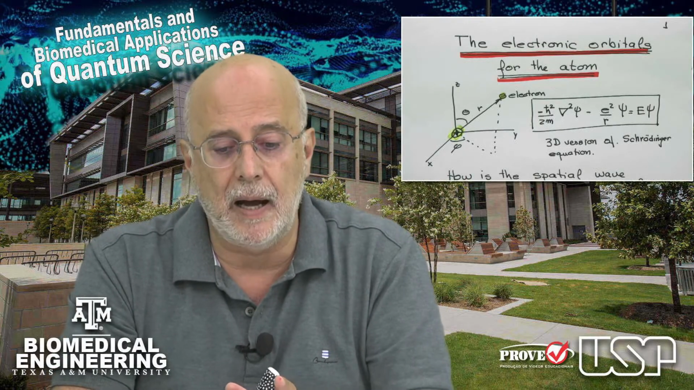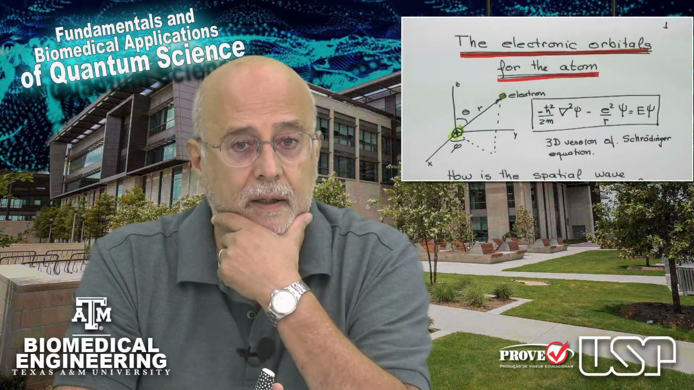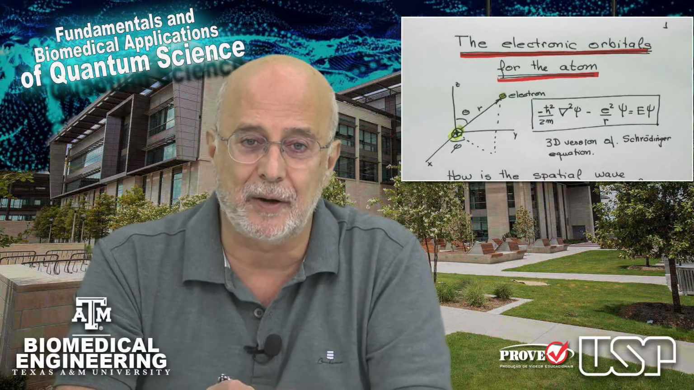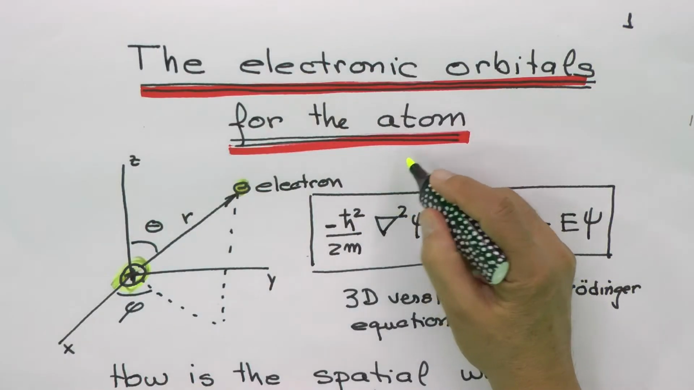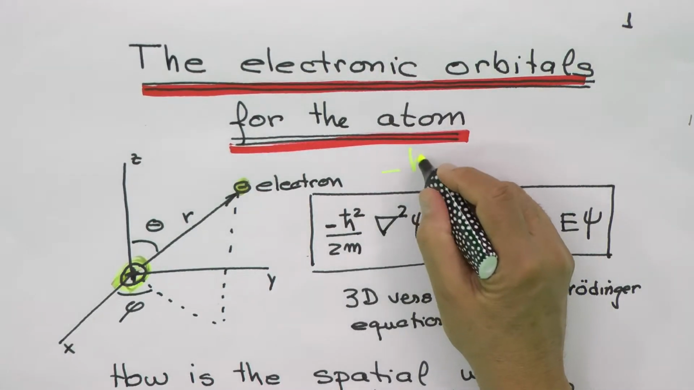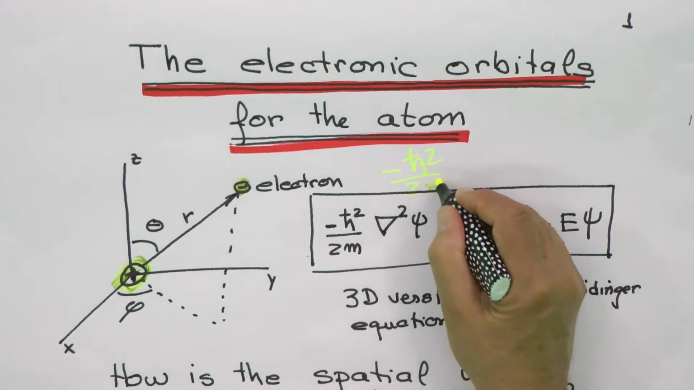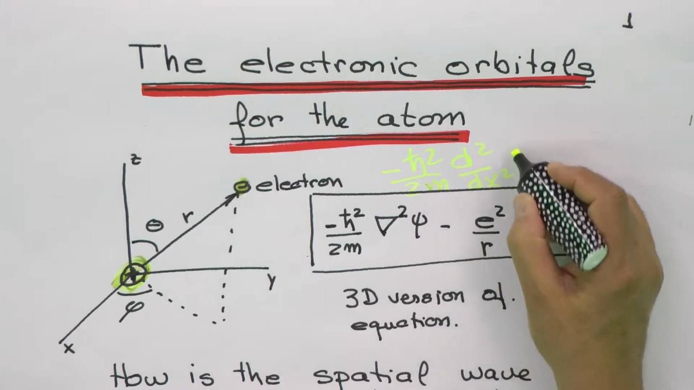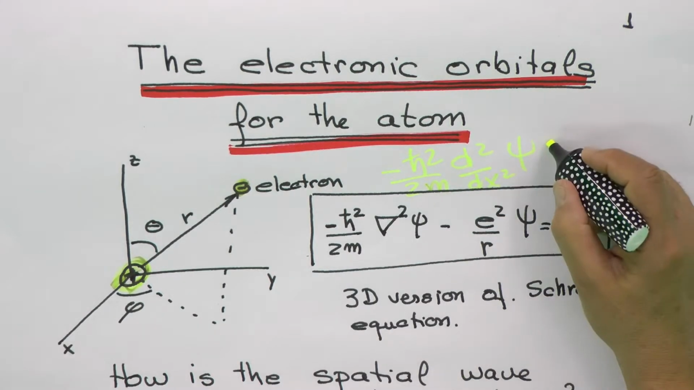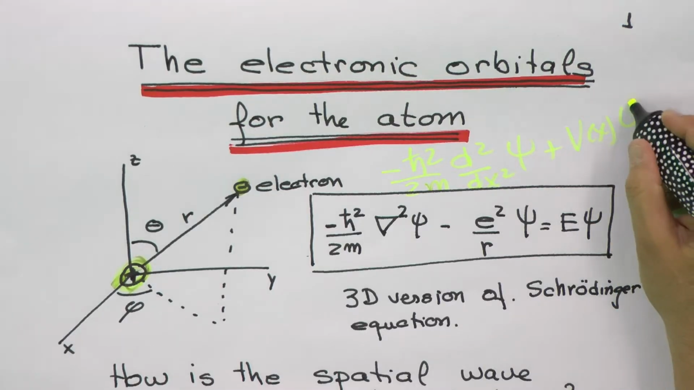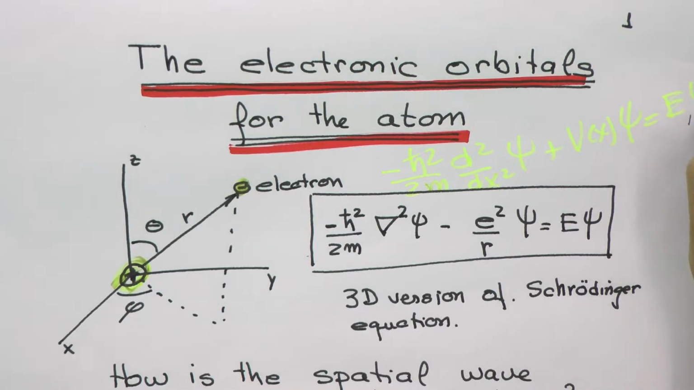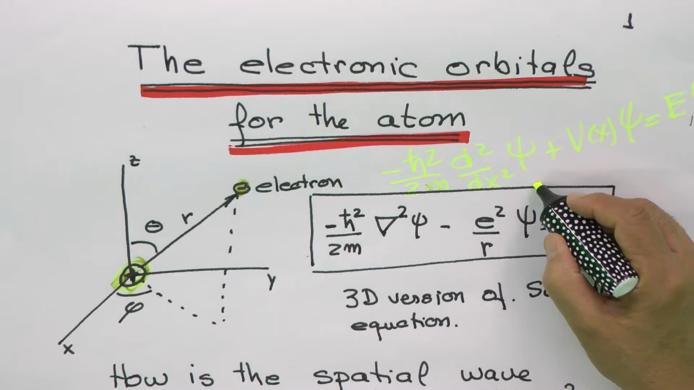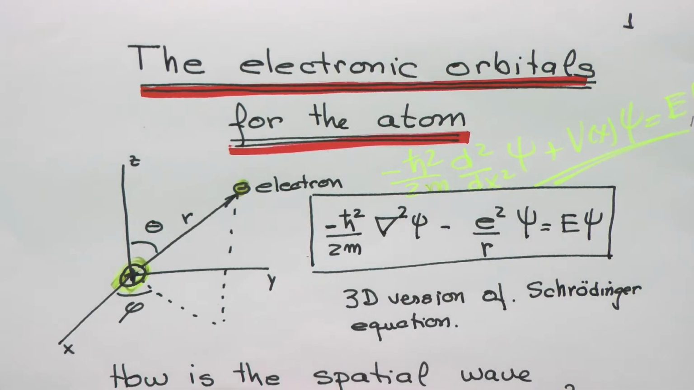Let's start by remembering the Schrödinger equation. Do you remember the Schrödinger equation? We wrote many times that in one dimension, it is minus h bar squared divided by 2m times the second derivative in the position of the function, plus the potential times the function, equal to the energy times the function. This is the time-independent Schrödinger equation. But this is in one dimension, where the derivative of the wave function gives you the momentum.